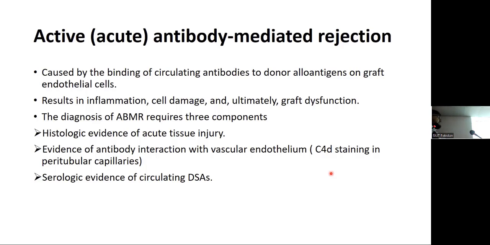That is histological evidence of tissue injury, evidence of antibody interaction with vascular endothelium, that is C4d staining in the peritubular capillaries. The C4d is a degradation product of the classic complement pathway, and this is the pathognomonic feature of antibody-mediated rejection. And serologic evidence of circulating DSA.